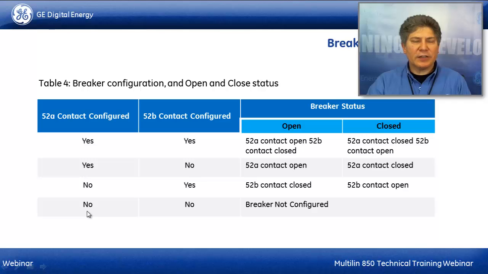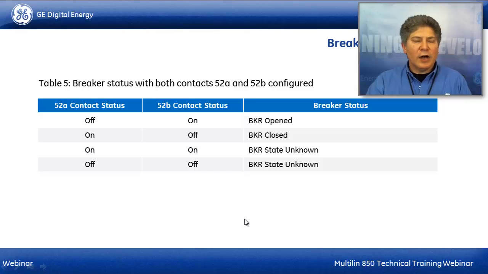If both of these configurations are set to null, then obviously the breaker is not configured. Here's where we're showing the statuses. If the 52A is open and the 52B is closed, then it's going to give us a status of it being opened. Hopefully we'll never see this configuration in our lifetimes, where both the 52A and the 52B are showing the same state. This is definitely undesirable.